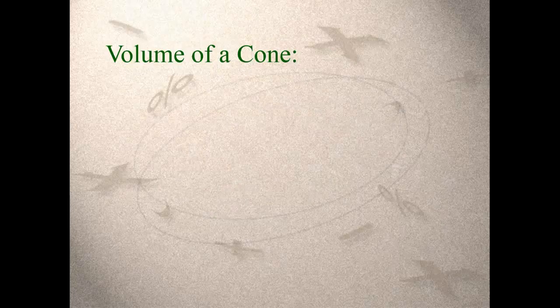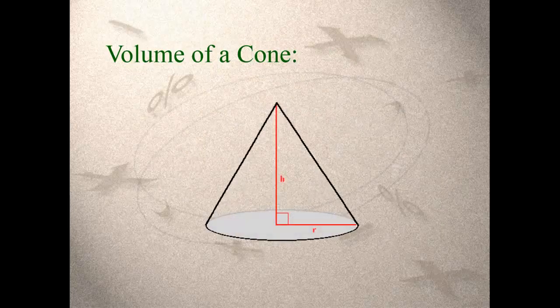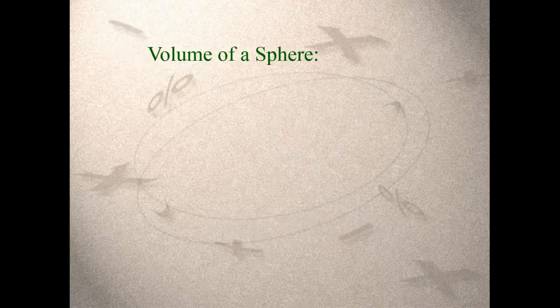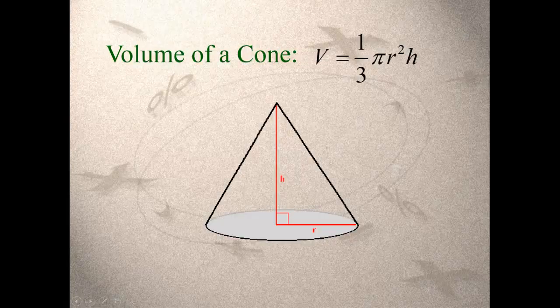Volume of a cone. Notice we have something in common here with the cylinder. We have a radius and we have the height. The volume formula is V is equal to 1/3 pi r squared h. And let's go back to that, just so that you can have the formula. V is equal to 1/3 pi r squared h.